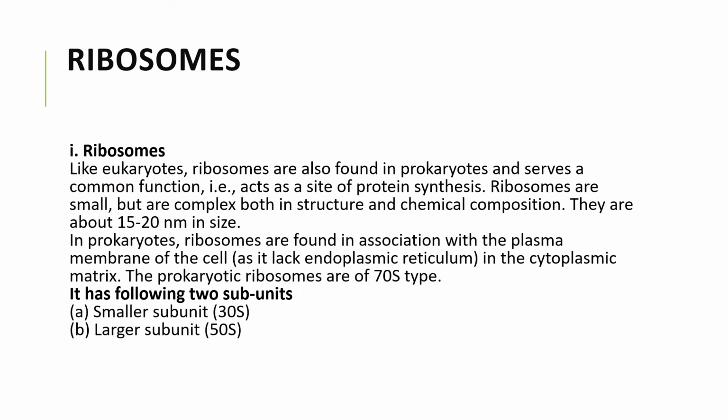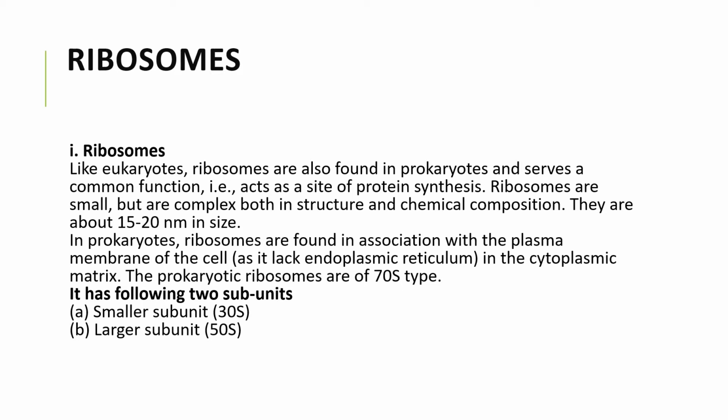When we say ribosomes, ribosomes are present in the prokaryotic cell as well as in the eukaryotic cell, and organelles like plastids and mitochondria also possess ribosomes. Ribosomes are small but complex in structure as well as in their chemical composition.